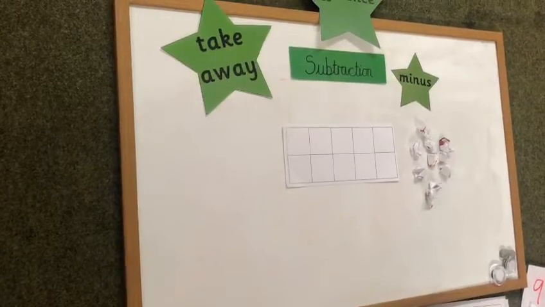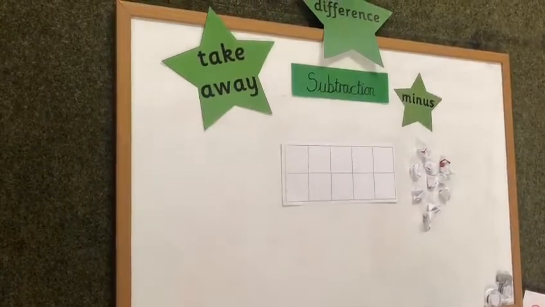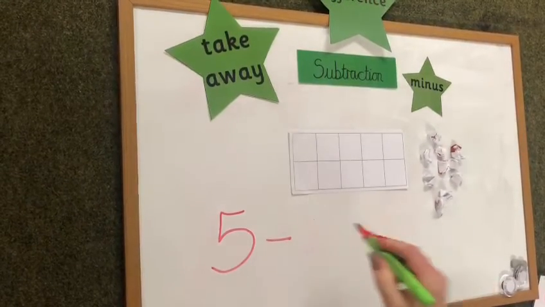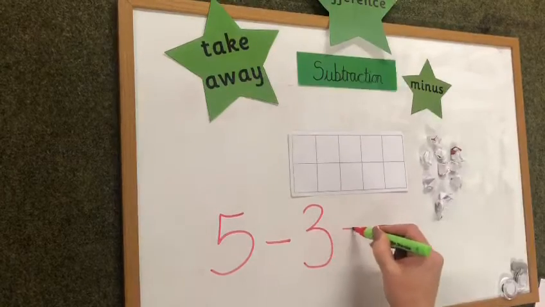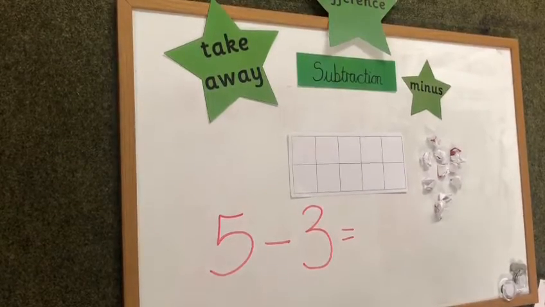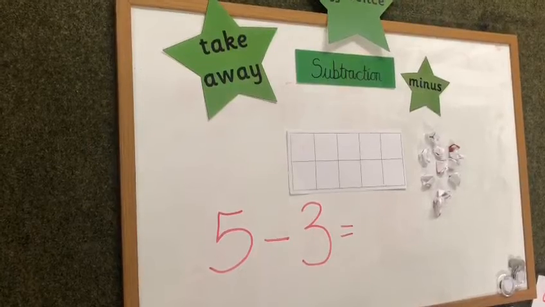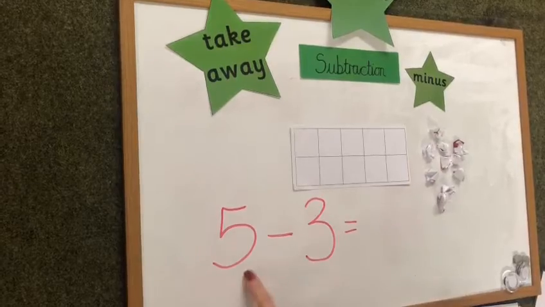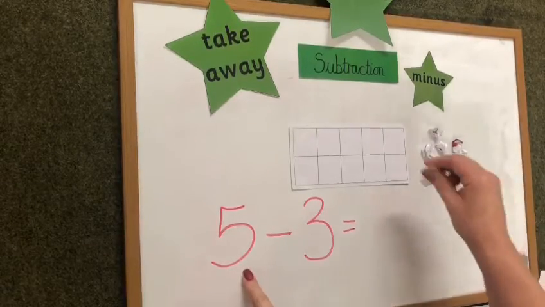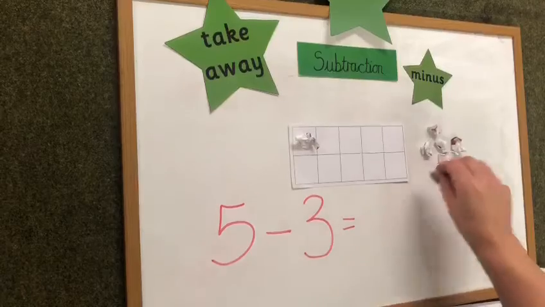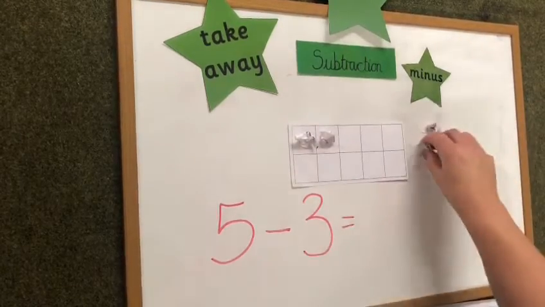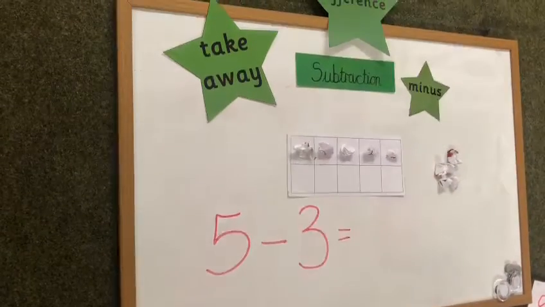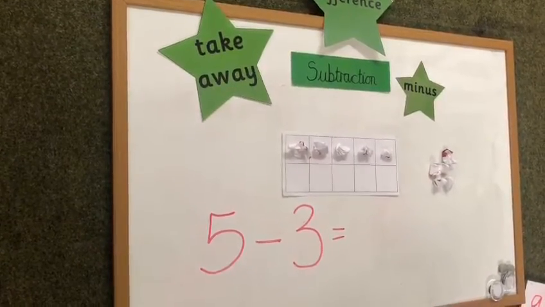Okay, welcome back everybody. So we are going to start off with this number sentence. 5 take away 3. So let's have a look. What number do you think we need to put on our 10 frame? How many pieces of paper do we need to put on our 10 frame? That's right, we need to put 5 pieces of paper on our 10 frame. 1, 2, 3, 4, 5. Okay, so we've got 5 pieces of paper on our 10 frame.